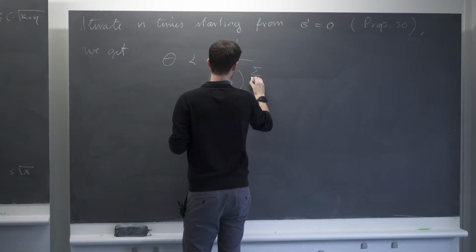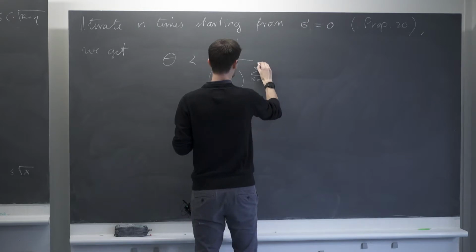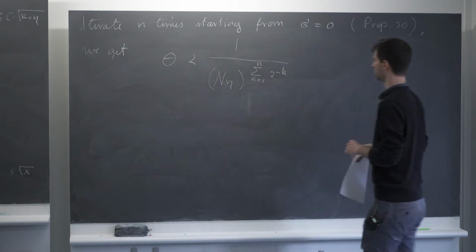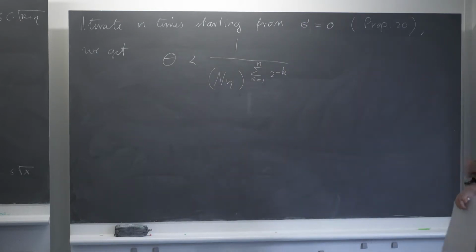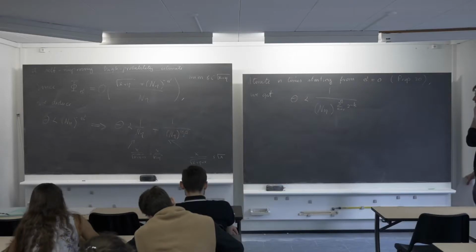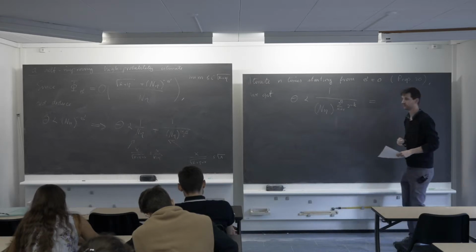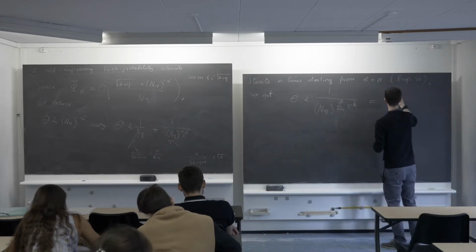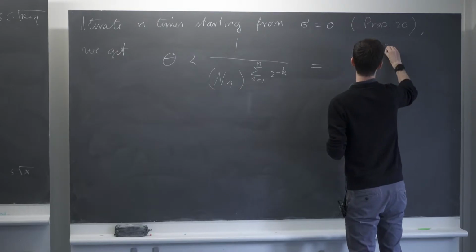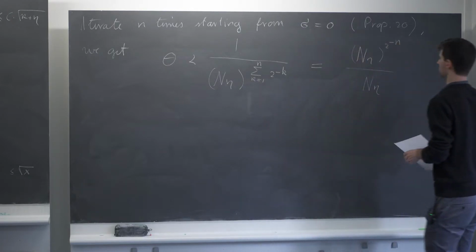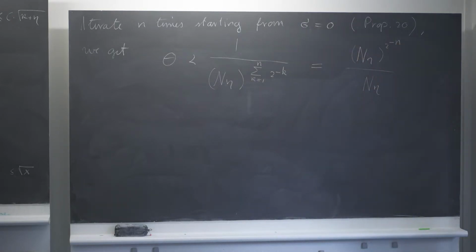So if you do this carefully, I think that's the exponent that you get if you iterate this n times. So the exponent is going to be the sum of 2 to the minus k when k goes from 1 to n. And this, you can just write it, you can do the geometric series, right? If you do the geometric series, you get the following thing, n eta to the 2 to the minus n.